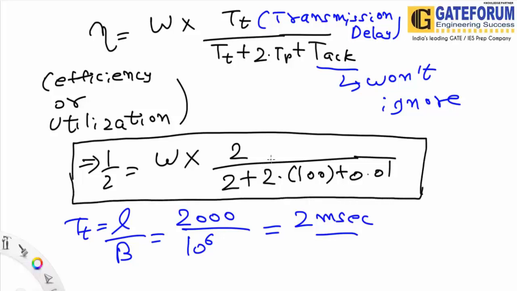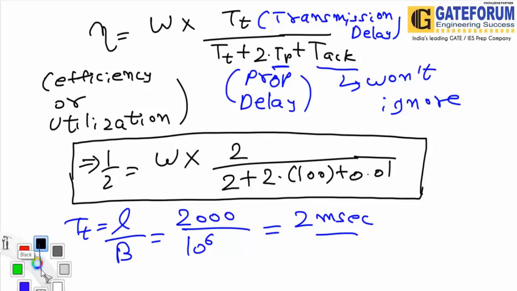Everybody able to understand how we have calculated this formula? By this calculation I have calculated TT, the transmission delay, the transmission delay of acknowledgement, and TP, which is the propagation delay given to us. We have considered 2 into TP because the propagation delay is always considered twice: one side for going and the other side for coming.